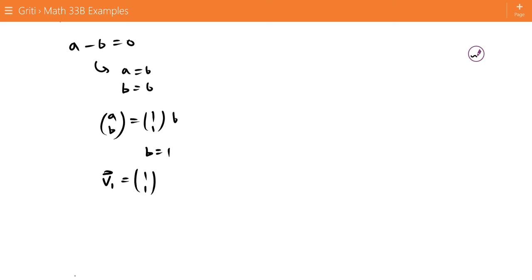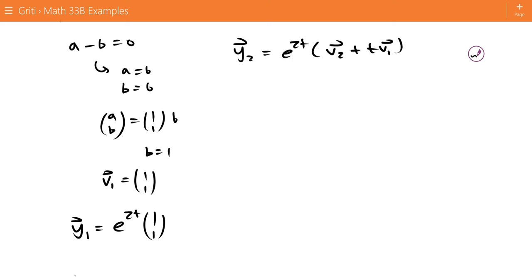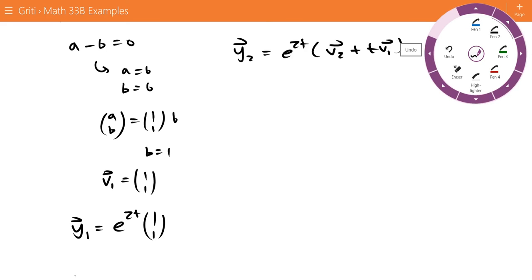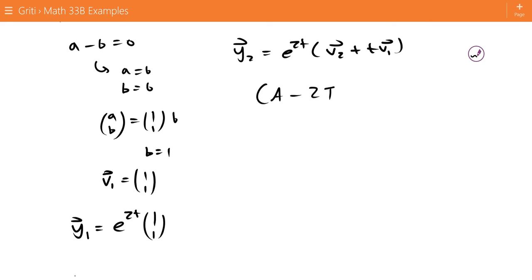So we have our eigenvalue with algebraic multiplicity 2, but geometric multiplicity 1. So we need to find one more vector to use in our solution set. So y1 is going to be e to the 2t v1, but we're going to have a y2, which equals e to the 2t times (v2 plus t v1). So v2 is going to satisfy the relation (A minus 2I) v2 equals v1. So we know v1 is (1, 1).